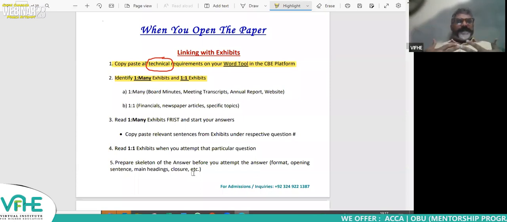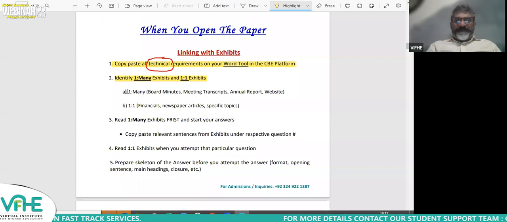So generally, one rule of thumb is that 1:many exhibits are larger. Most of the time, they are one complete page or even more than a page. Okay, they are either full page or more than a page. And in contrast, the 1:1 exhibits are shorter. They are half page or 70% of the page. Okay, so from the size you can judge.